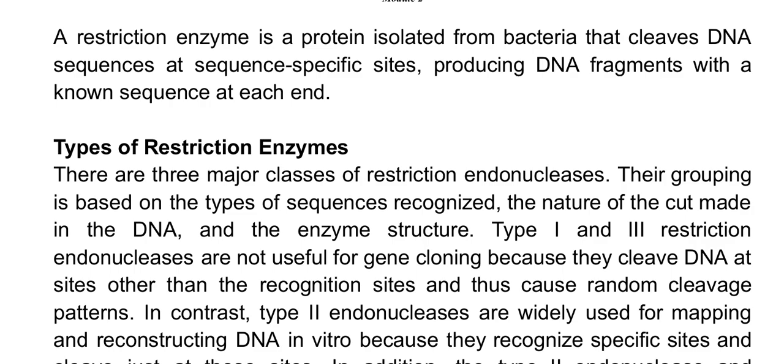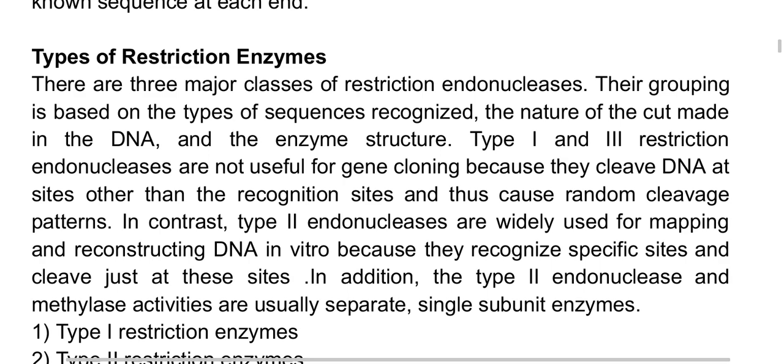And types of restriction enzymes. There are 3 major classes of restriction endonuclease. Their grouping is based on the types of sequence recognized, the nature of the cut made in the DNA, and the enzyme structure. Type 1 and 3 restriction endonucleases are not useful for gene cloning because they cleave DNA at sites other than the recognition sites and thus cause random cleavage patterns.